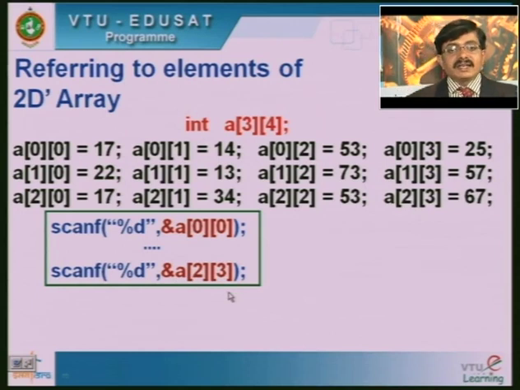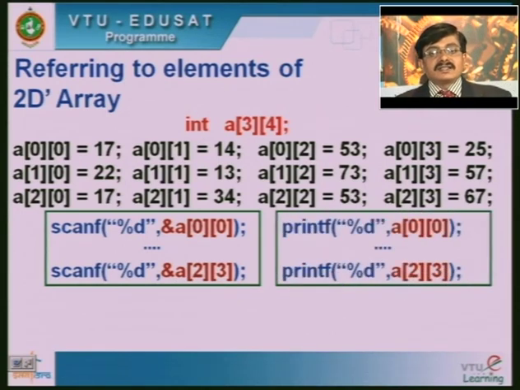Similarly, when you are printing the data, we have to use the same subscripts. We are using double subscripts here because they are 2-dimensional arrays. So, the 0th row 0th column, and finally we mention here the second row, third column.